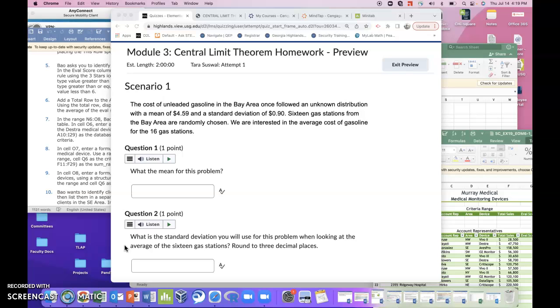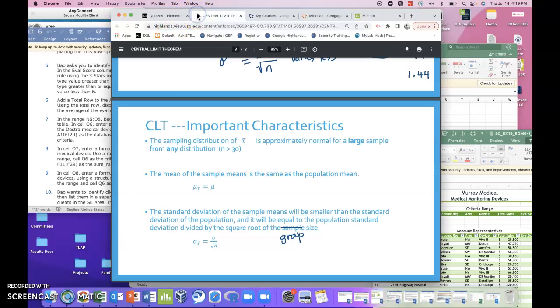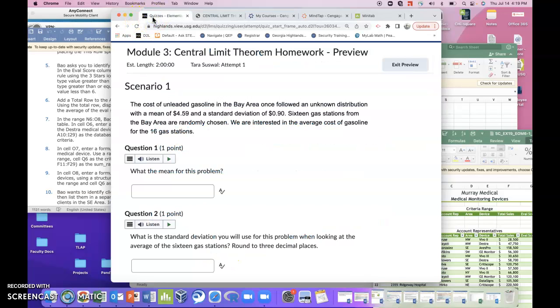If you read in the PowerPoint, what happens when we are using the central limit theorem is that we can say that the mean of a particular sample is equal to the population mean, and we can say that the standard deviation of the sample is equal to the population standard deviation divided by the square root of the sample size. So in each scenario, you're asked to find a mean and a standard deviation, and you're going to use that information to do that.